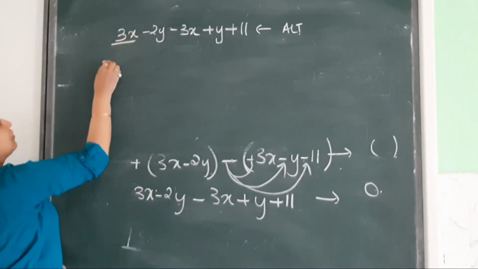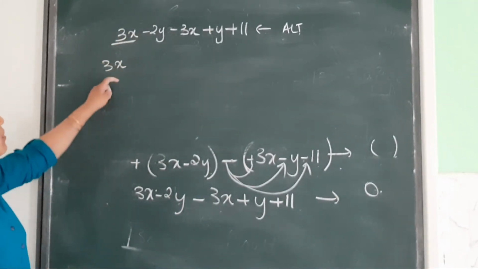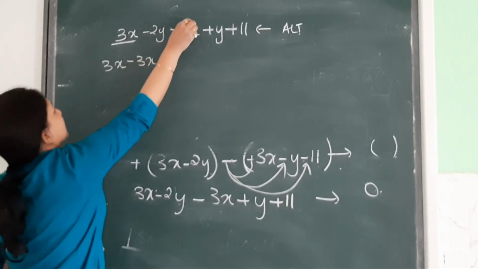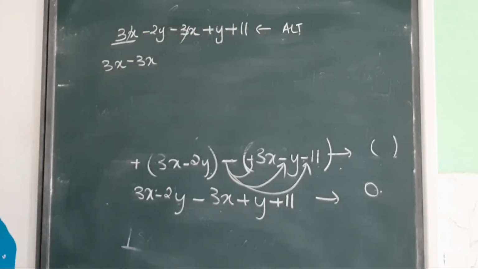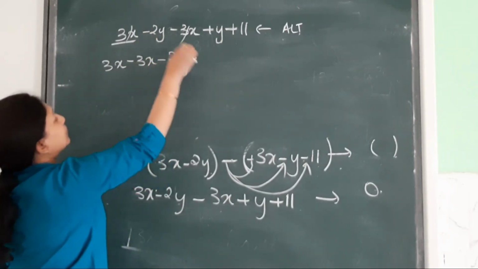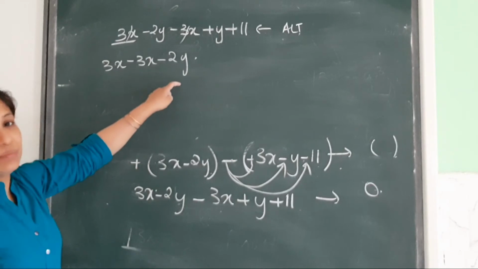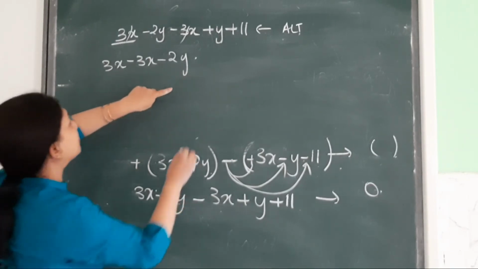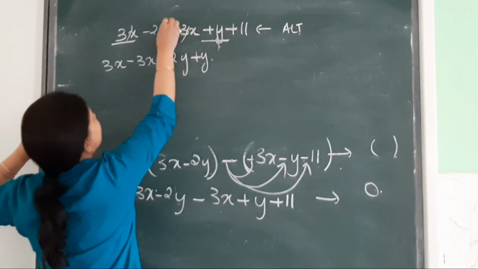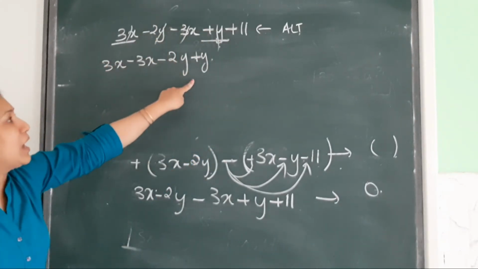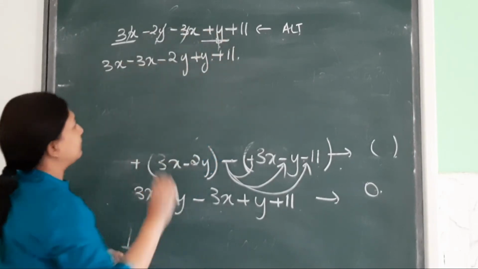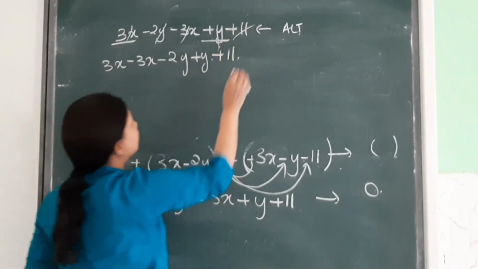So first check 3x family. X family, yes, you have minus 3x. Cancel these two, we have taken. Cancel that with pencil, children. Now let's take minus 2y, and we have one more term, plus y. Okay, we have taken minus 2y and plus y. We are left with plus 11. So plus 11 also we have written.